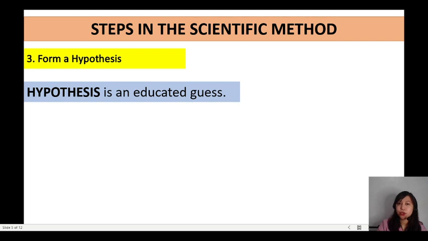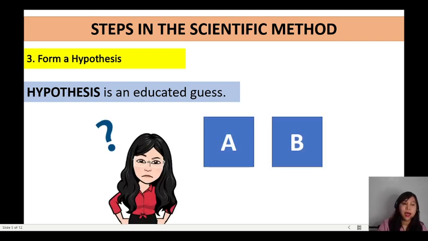Now, if there is a good question, there is also a good hypothesis. How do we do that? By simply following a pattern: if I do this, then what will happen? Again, the pattern is if I do this, then what will happen? If you do that, that means your hypothesis is a good one.